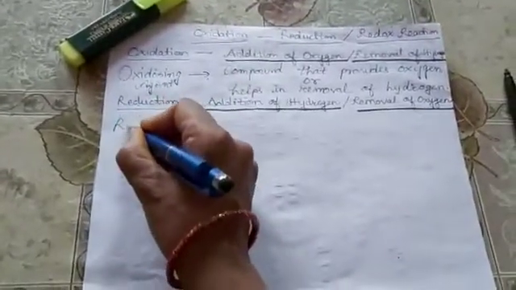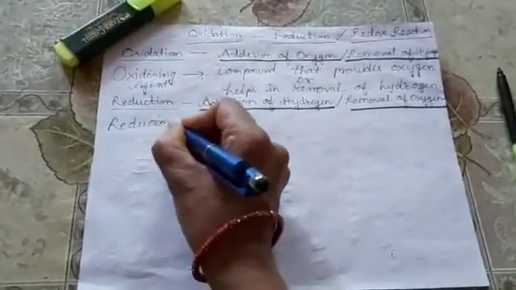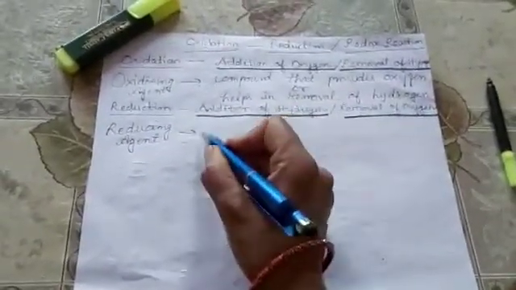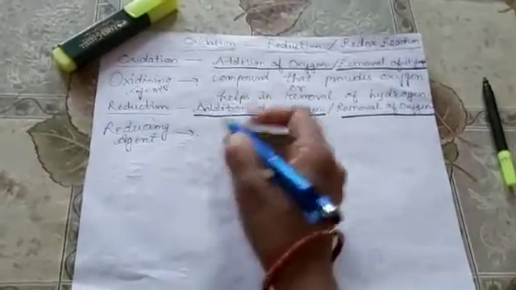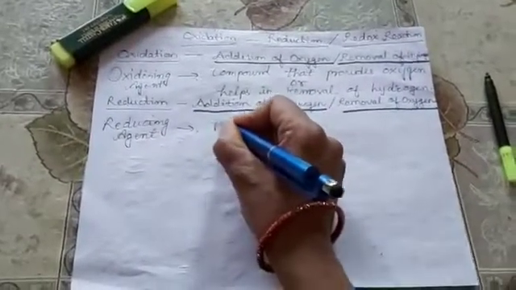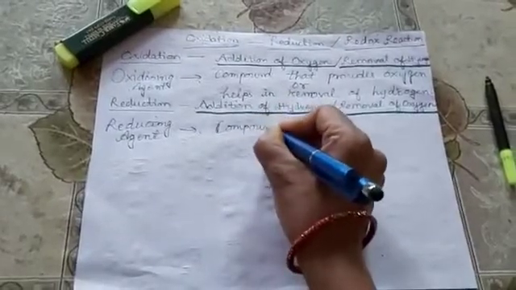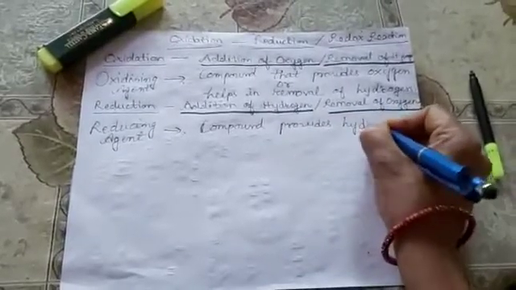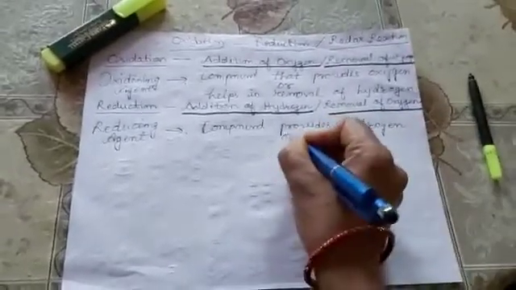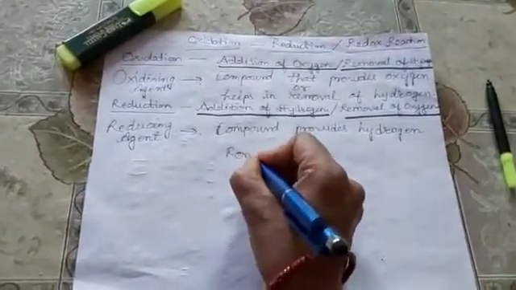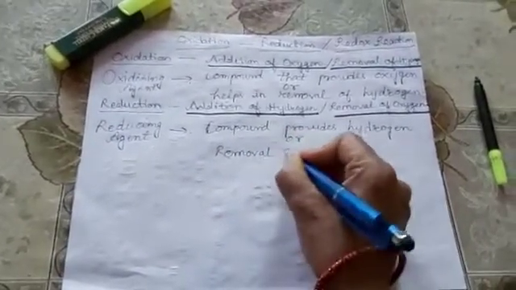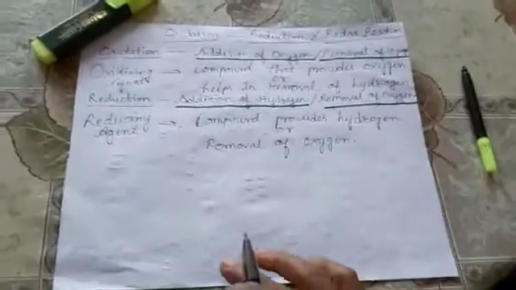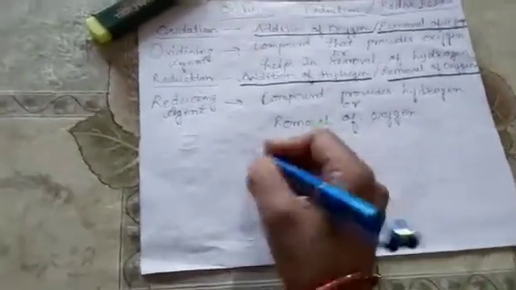Similarly, there should be a reducing agent available in that reaction. So what will be the work of a reducing agent? The agent or compound which provides hydrogen to another compound, or which helps in removal of oxygen from that compound, is called a reducing agent. Let's clear this with the help of an example.